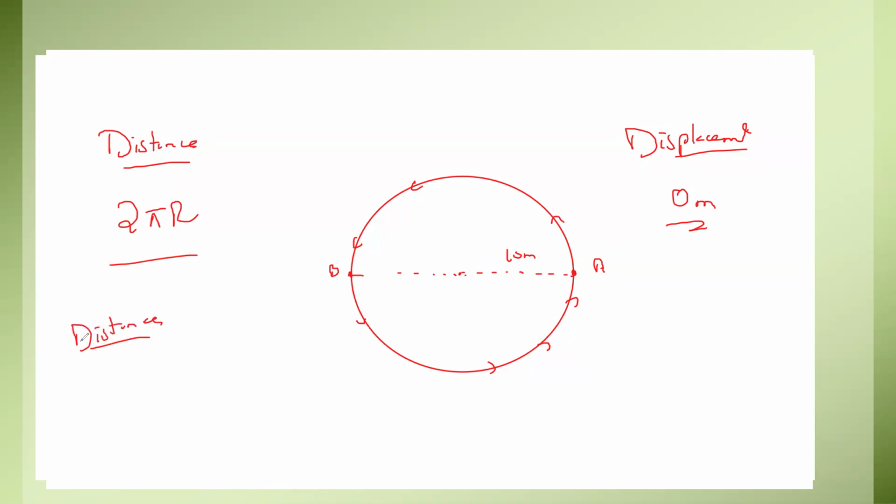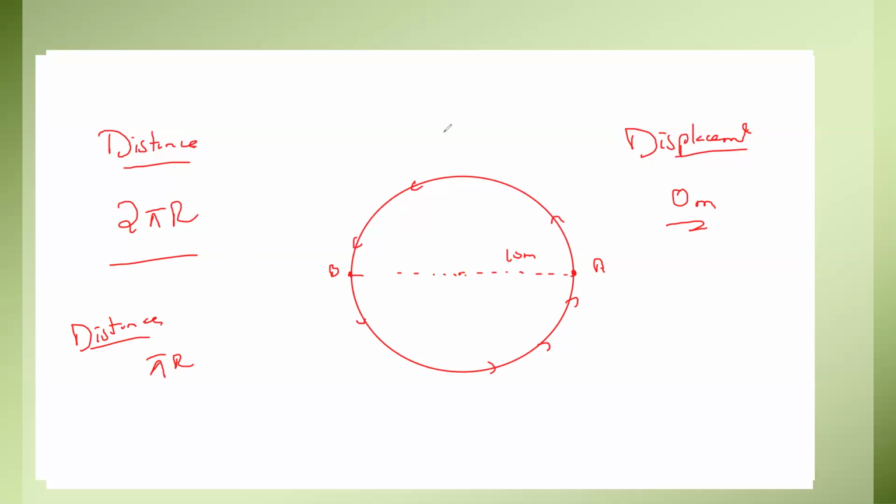What will the distance moving from A to B? For a circumference, it is 2 pi r. So for a semicircle, it will be half of the circumference, 2 pi r divided by 2, so we can simply say it will be pi r.